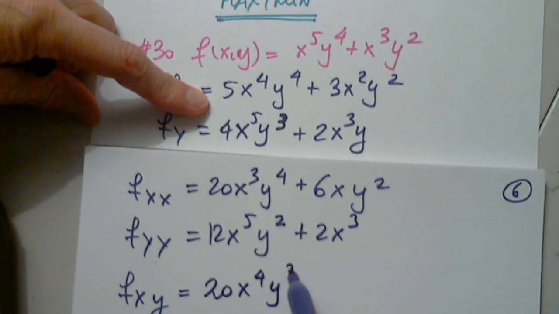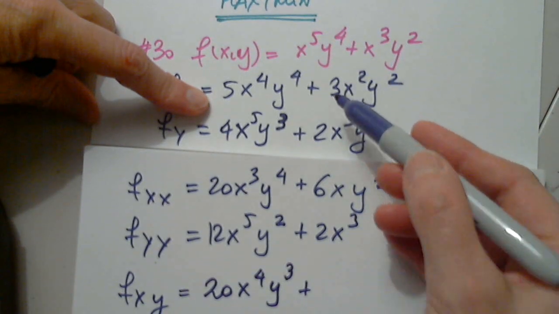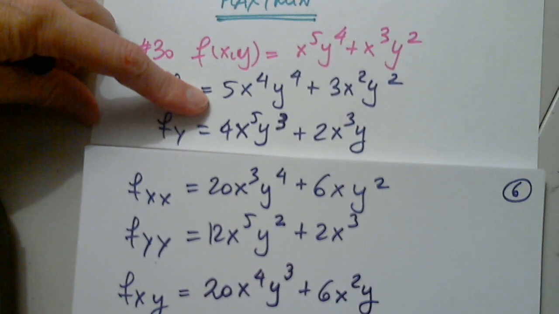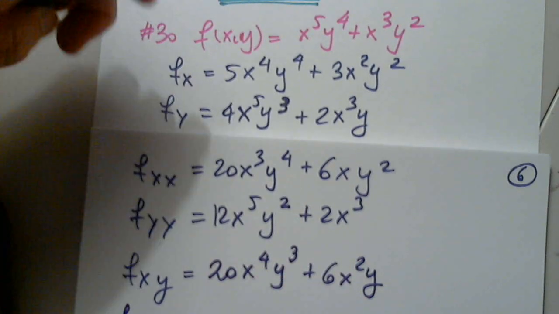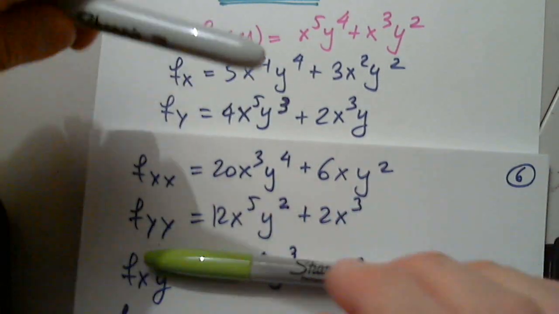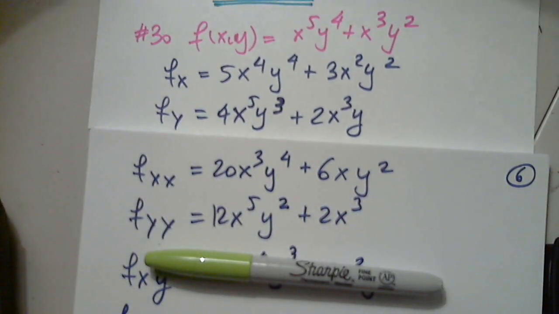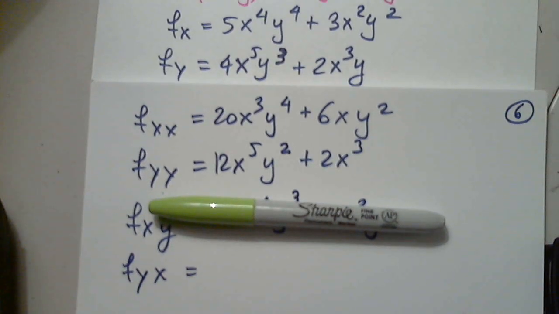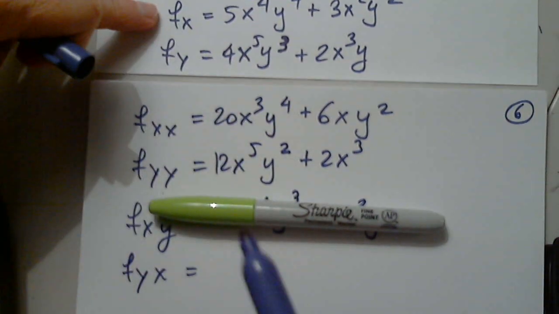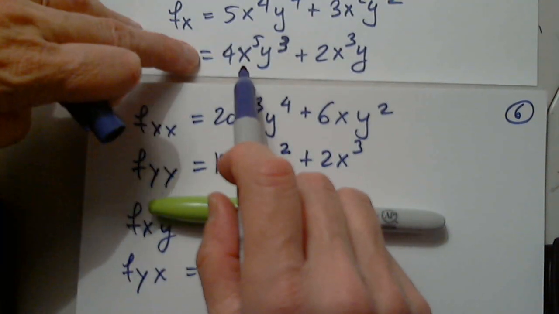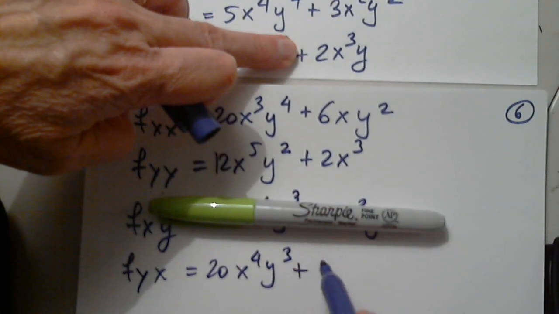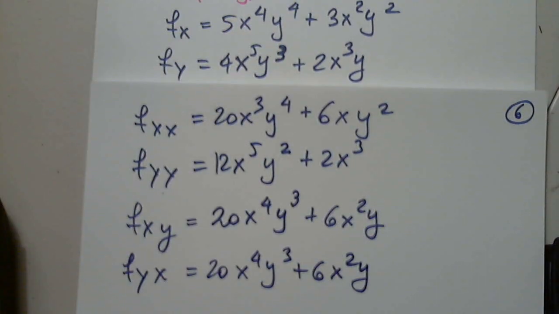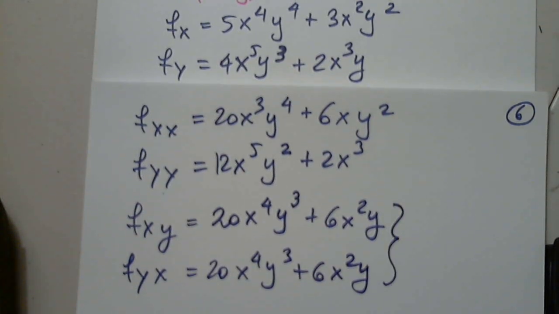x to the fourth, y to the third, plus 6x squared y. Finally, fyx. It has to be the same with this. If it isn't, I'll say oops. So I covered it up so we are not influenced by it. So fy, but now we differentiate with respect to x. 20x to the fourth, y to the third, and then plus 6x squared y. If they're not the same, something is wrong. But they are.